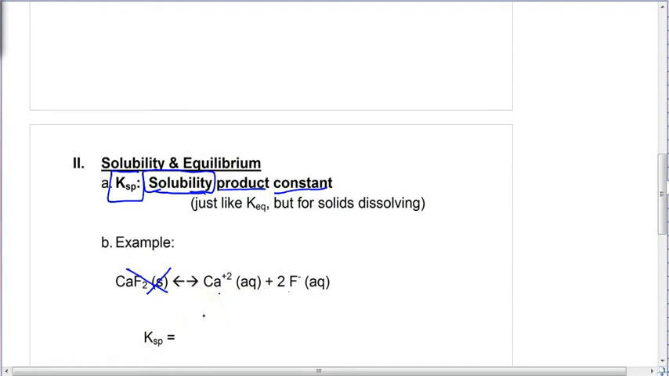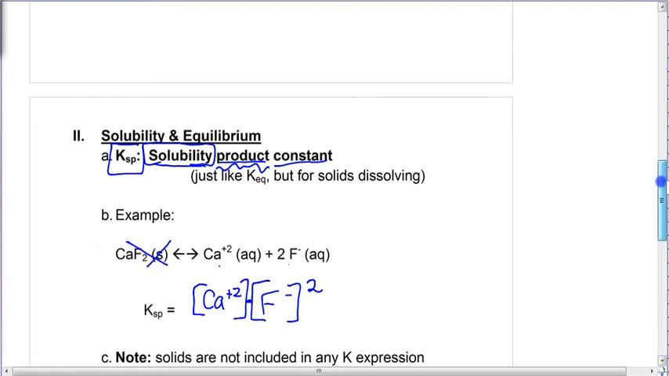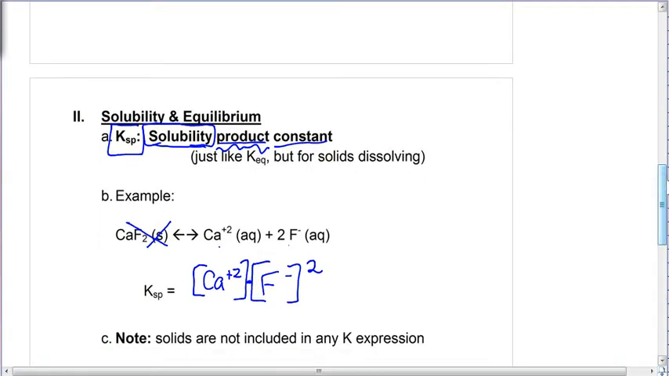In KSP, you will never have a reactant side. The denominator will always be just a solid, so it won't appear. You will only have your products. Hey, I wonder if that's where they got the product part from. And this would be fluorine to the second power, and they'll be multiplied by each other. So that would be our K expression, our KSP for calcium fluoride. And like I just said, remember, solids will never be included in any K expression, including KSPs.